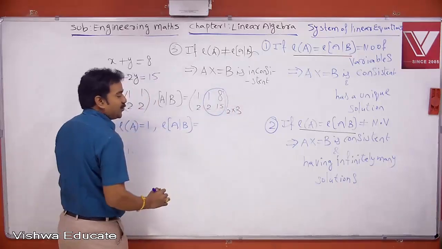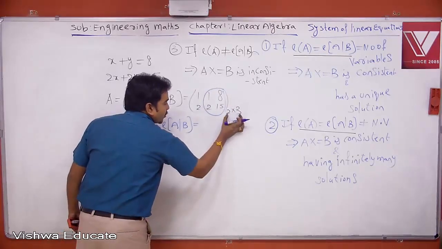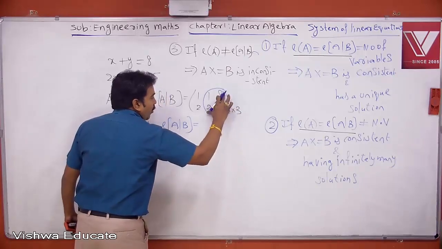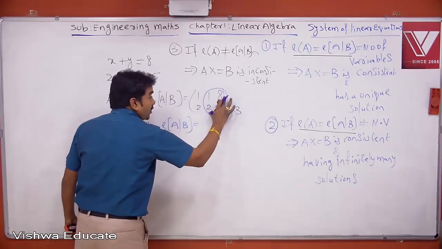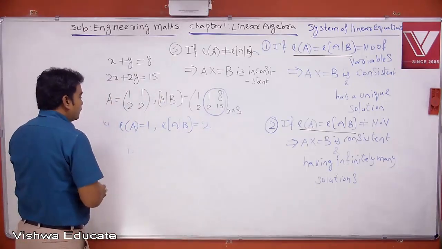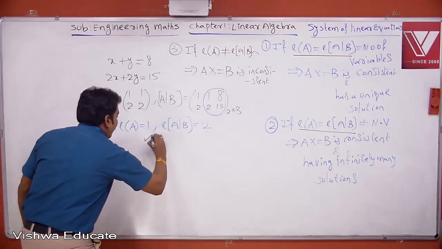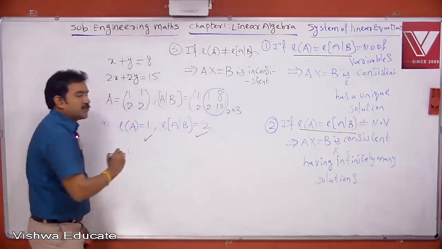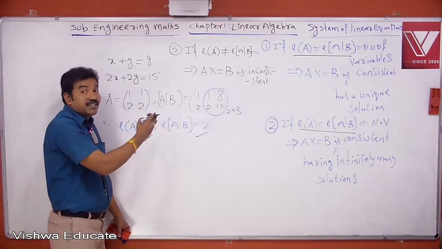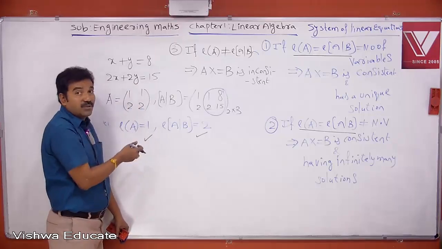Now when you go for the rank of the augmented matrix, this is a 2 by 2 submatrix whose determinant is non-zero. For a 2 by 3 matrix, the maximum rank will be the minimum of 2 and 3, which is 2. Therefore its rank is 2. So rank of A is 1 but rank of A slash B is 2. Therefore when ranks are not matching, the system is inconsistent. That means it has no solution.